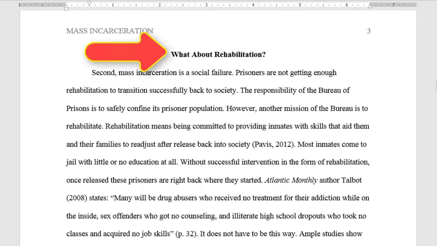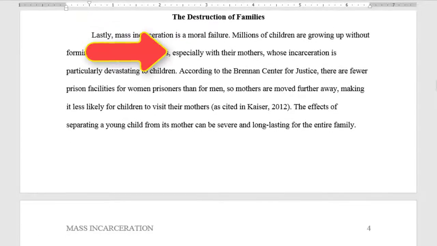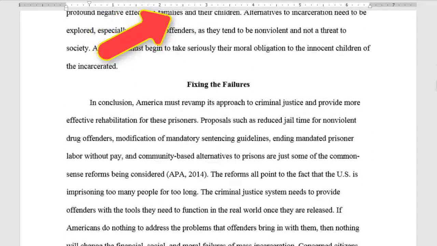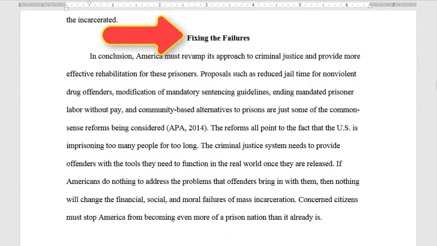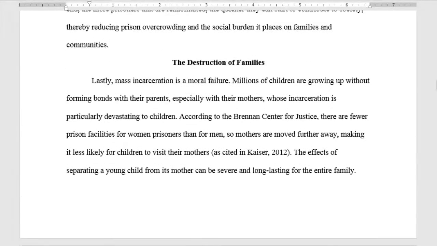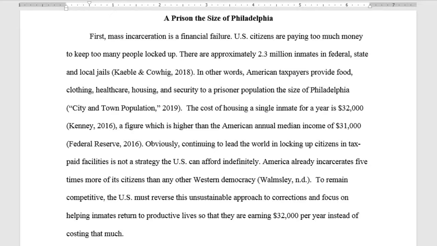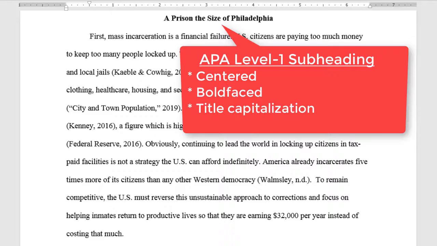If we scroll through the paper, we see that Jane uses these Level 1 subheadings to set off each section of her paper. Next is, What About Rehabilitation? Followed by the third body section, The Destruction of Families. And then another subtitle for the conclusion, Fixing the Failures. Although Jane has only 1 paragraph per section, there could be multiple paragraphs that relate to this section's topic. Let's turn now to Jane's first body paragraph following the APA Level 1 subheading, A Prison the Size of Philadelphia.